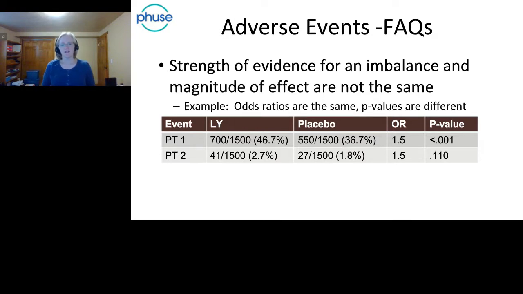So here's an example of 2 different preferred terms where they have the exact same odds ratio. They're about 1.5 times higher with your new drug versus placebo, but your strength of evidence is very different, right? The first one, the more common event, is much stronger evidence for an imbalance. The other one, where it's a less common event, the strength of evidence isn't as much, but the magnitude of effect is the same. So strength of evidence and magnitude of effect are not the same, and some of us believe that knowing both of those things is helpful when trying to decide what's an adverse drug reaction.